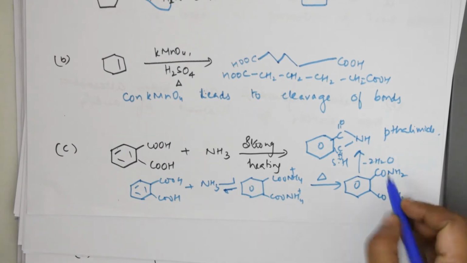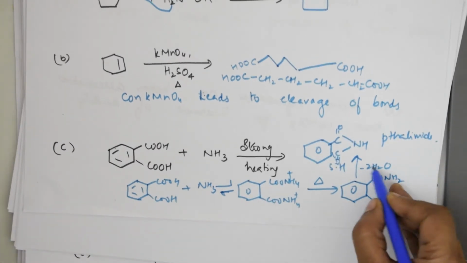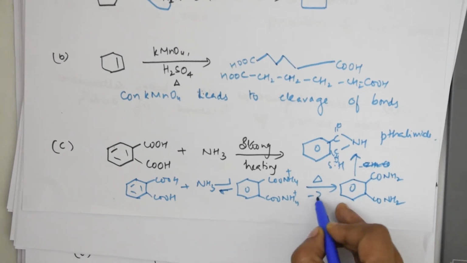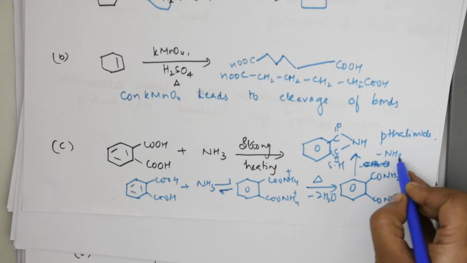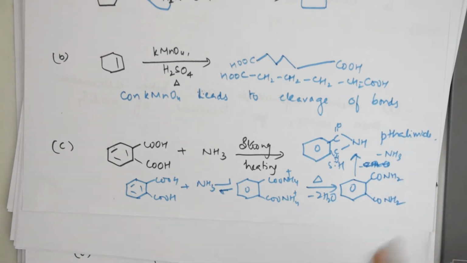Right? So here what is happening? This one is not losing a water molecule. Here it is losing two water molecules. Further on strong heating, ammonia is out and finally phthalimide you get. So this is a compound. Done. So let's see the next question.